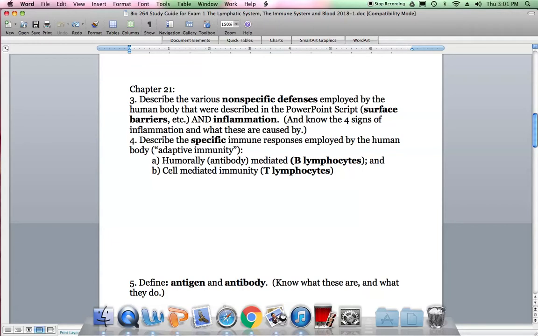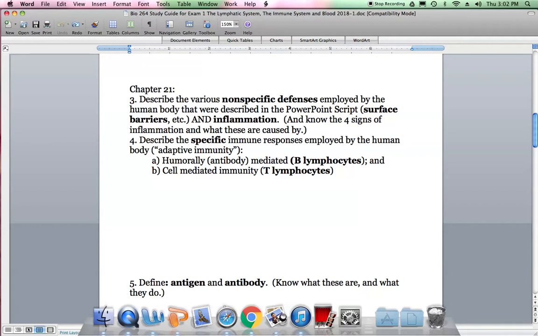So the first line of defense is considered innate because we're born with it. We're born with these barrier systems. It actually will keep the pathogen out of the body.